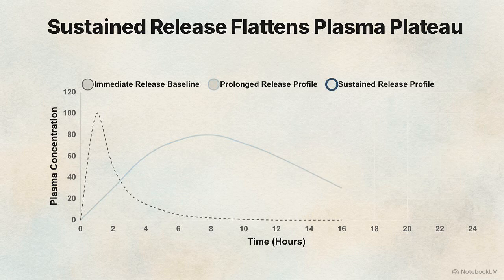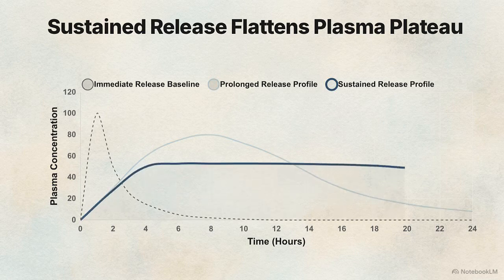Compare the arched PR curve to this sustained release profile. The SR curve achieves a flattened plateau. It maintains a near steady-state plasma level, approximating a rate in equal to rate out input over the dosing interval. Look closely at the trough concentration, or C-tau, at the end of the SR interval. It sits demonstrably higher than the immediate release trough, providing continuous therapeutic coverage.